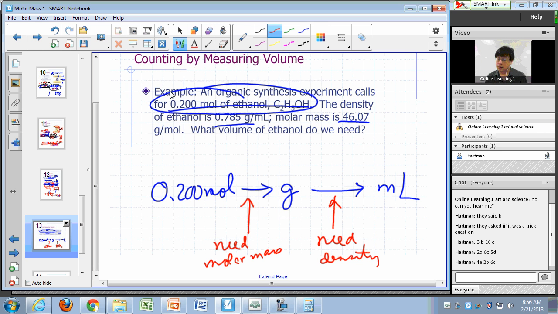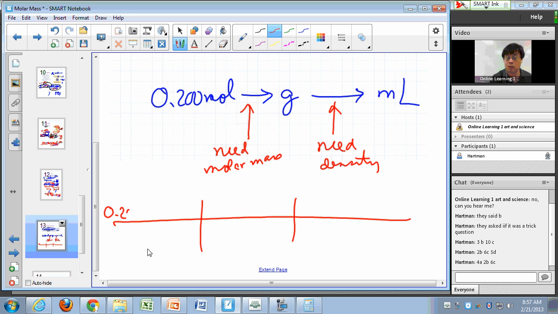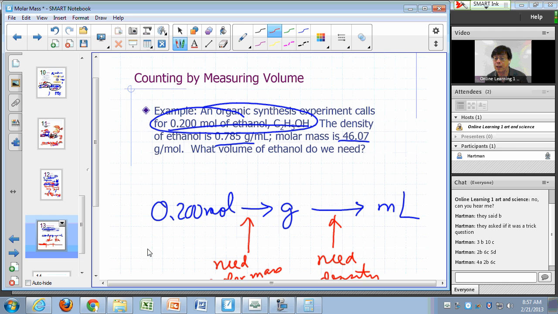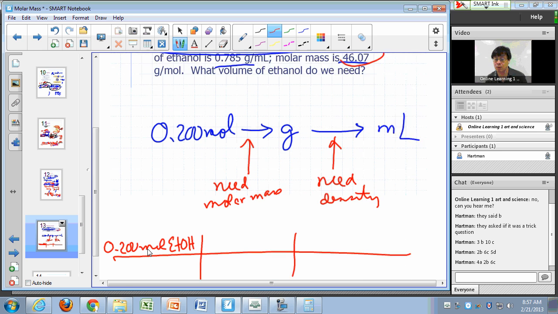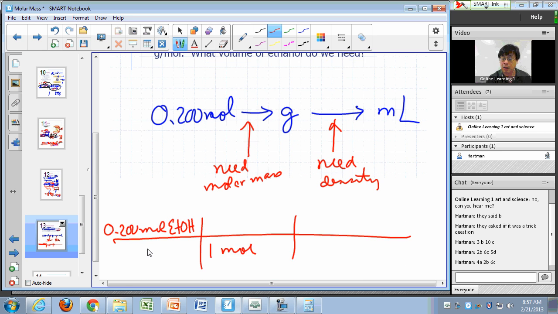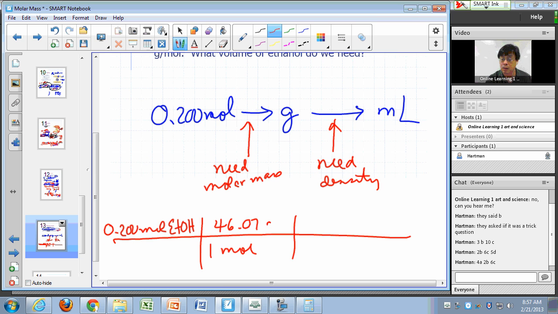Okay? So to do that calculation, all you have to do is set it up as a picket fence here. 0.200 mole of ethanol. I'm just going to abbreviate ethanol like this, EtOH. It's a common abbreviation for ethanol. And then I need to change that to grams. So I need the molar mass, which is 46.07 grams per mole. So I need 1 mole down here and 46.07 grams per mole. That allows me to cancel moles.